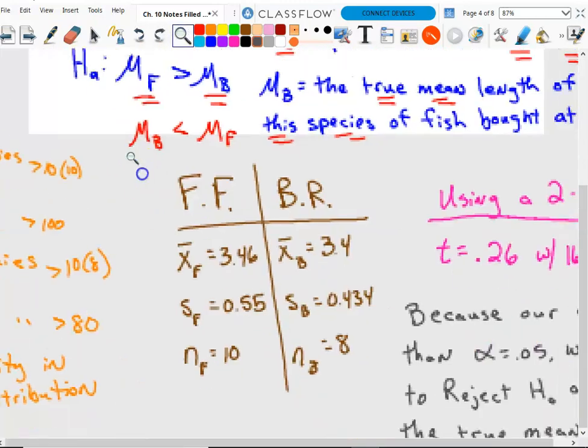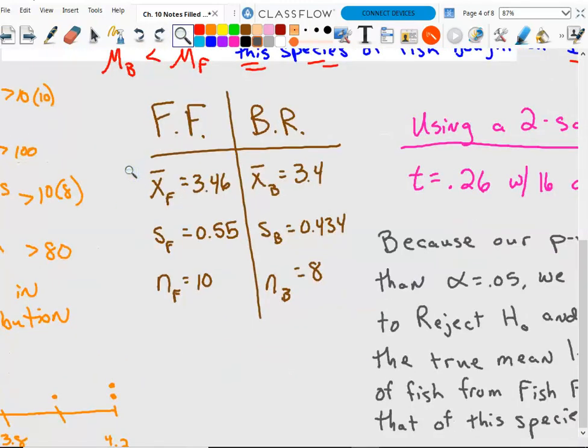So I summarize that information, and you might think that whatever, they already did it in the table. No, you redo it. You communicate that you know what x-bar represents, what s represents, what n represents.